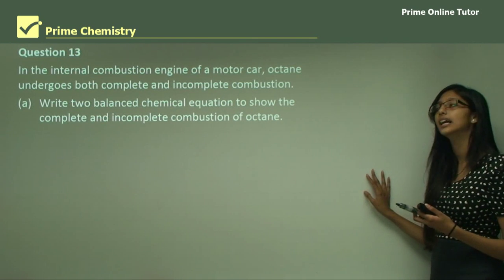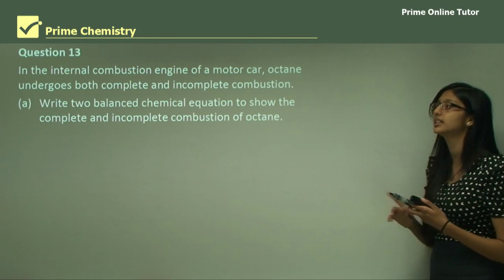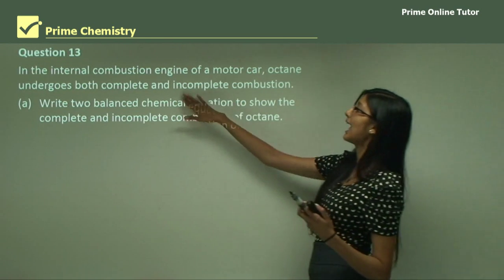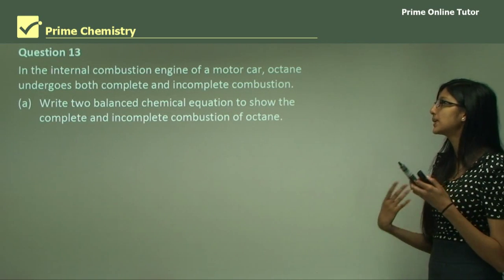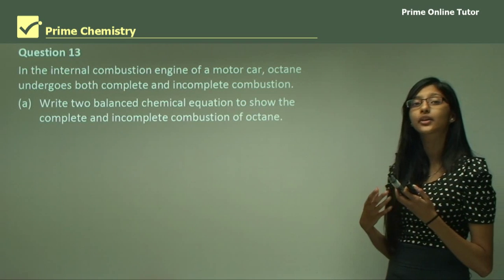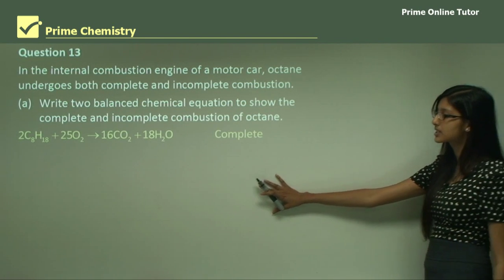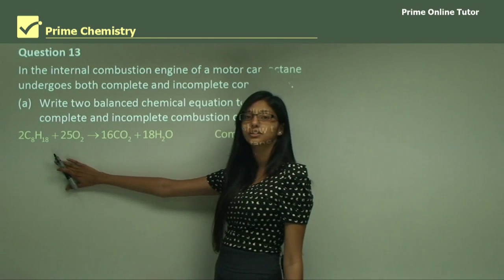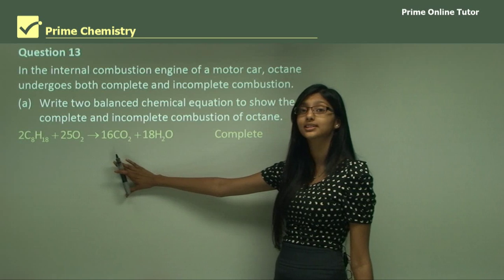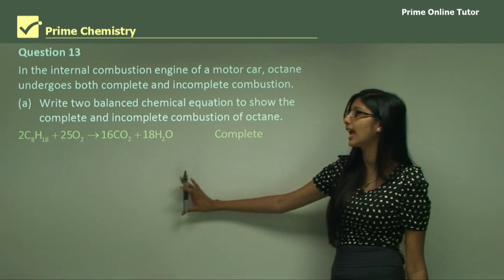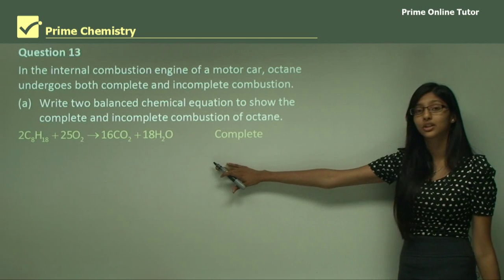Question 13 tells us, in the internal combustion engine of a motor car, octane undergoes both complete and incomplete combustion. And part A tells us to write both of the equations for octane undergoing complete and incomplete combustion. So for complete combustion, you can see two molecules of octane will react with 25 molecules of oxygen to produce 16 molecules of carbon dioxide and 18 molecules of water.